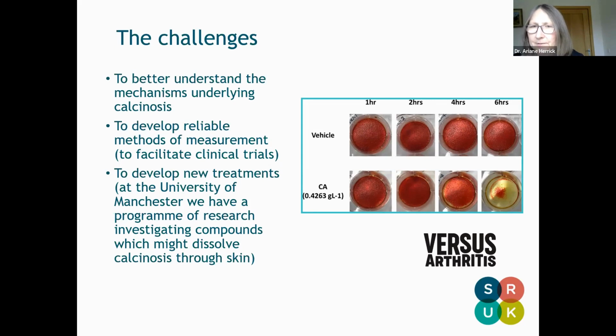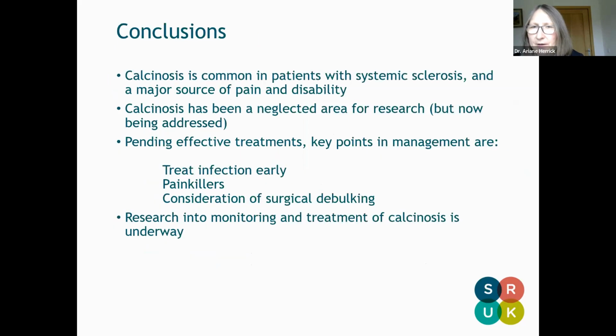So next slide. Just my last slide is to conclude. Calcinosis is common, as many of you know only too well, in people with scleroderma, and it causes a lot of pain and disability. As I said, it's been neglected in research terms, but this is being addressed.